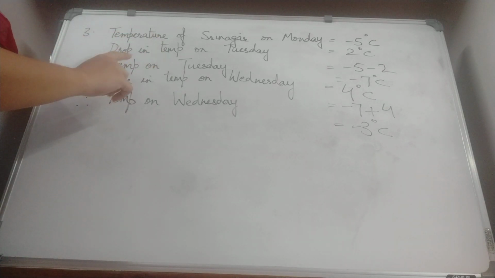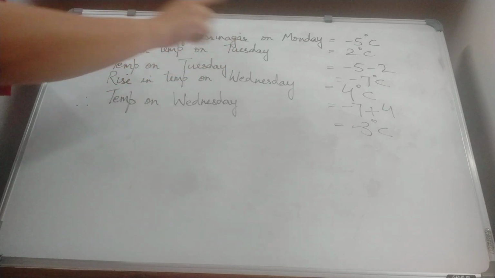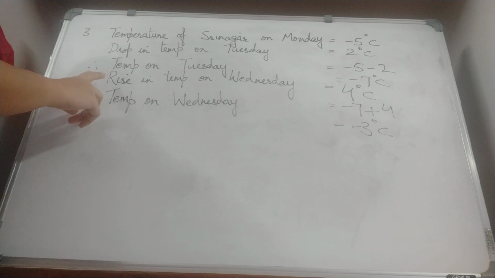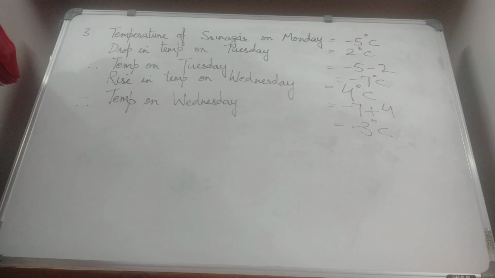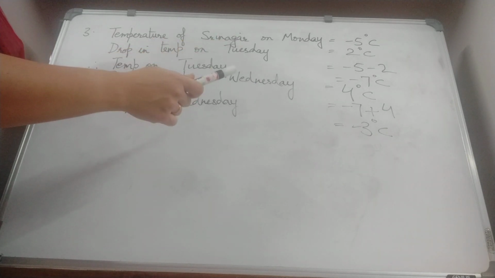So effectively temperature on Tuesday becomes minus 5 minus 2 degrees Celsius, which is minus 7 degrees Celsius. Remember, two integers having the same sign, you will add and put the same sign. So minus 7 degrees Celsius. Then it says on Wednesday the temperature rose by 4 degrees Celsius. So rise in temperature on Wednesday is equal to 4 degrees Celsius.